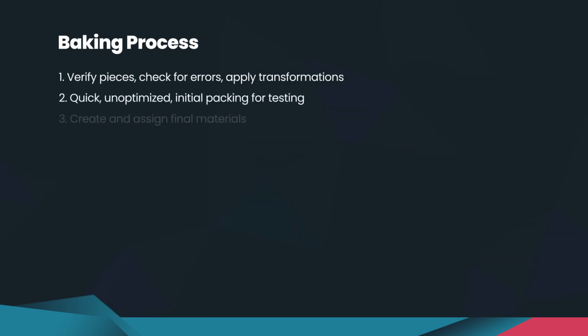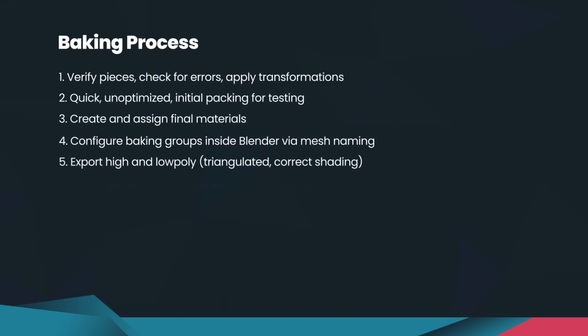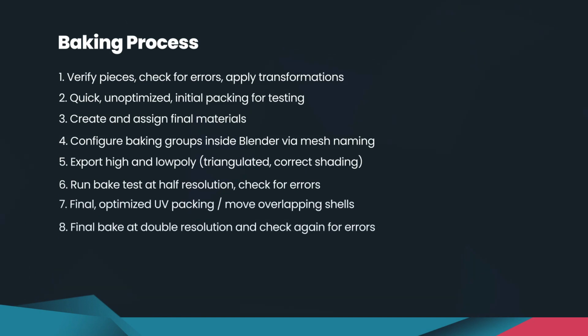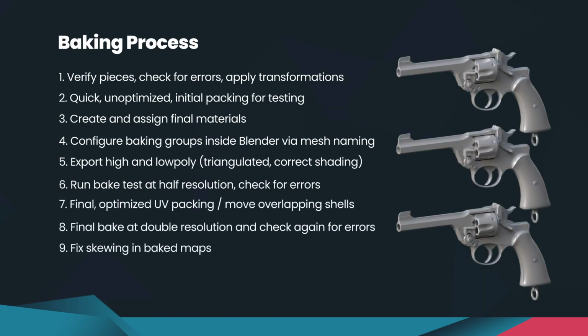Now, let's follow the baking process step by step. After the UV unwrapping stage, we should verify our pieces, check them for errors, and apply mesh transformations. We start with a quick, non-optimized initial packing that we will use for a bake test. Keep in mind that even if the packing is not final, the unwrapping and alignment of the UV shells must be. Check your packing settings to avoid breaking it by rotating the shells automatically. Create and assign materials to the meshes if they don't have them yet. Their names and the meshes assigned to them will be each of the texture sets. Also, add a high poly material to the high poly meshes so we can tweak their parameters in Marmoset.